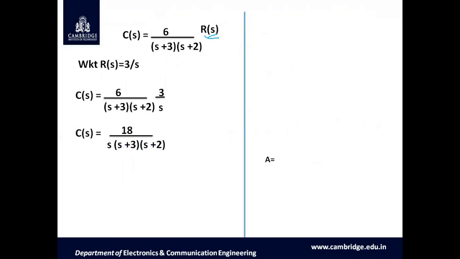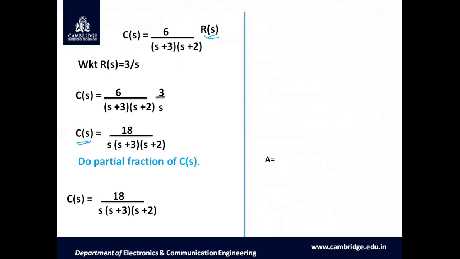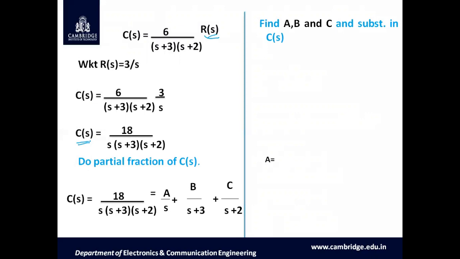So now the procedure is very straightforward. If I take the inverse Laplace transform of C of s, I can obtain the response which is asked in the question. So the intermediate step is to do partial fraction for this expression. We know the procedure for partial fraction. C of s equal to 18 by s into (s plus 3) into (s plus 2) can be written as A by s plus B by (s plus 3) plus C by (s plus 2).